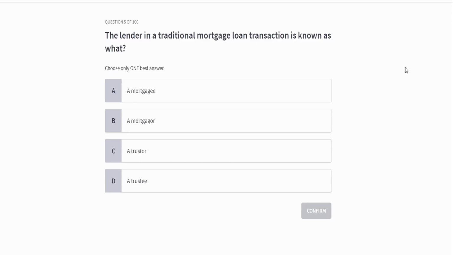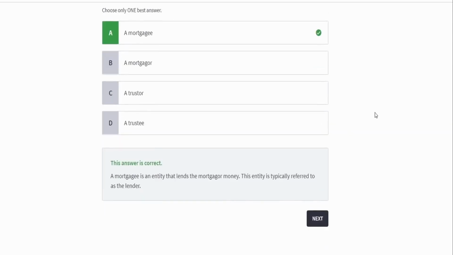All right, so what is our answer for question 5? It's going to be A. That's right. It's a mortgagee. So a mortgagee is the entity that lends, I almost said leads, that lends the mortgagor money. This entity is typically referred to as the lender.